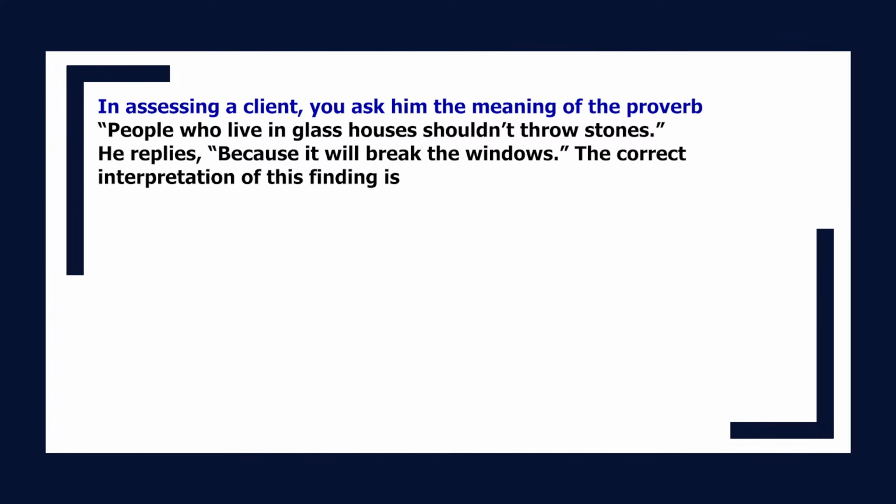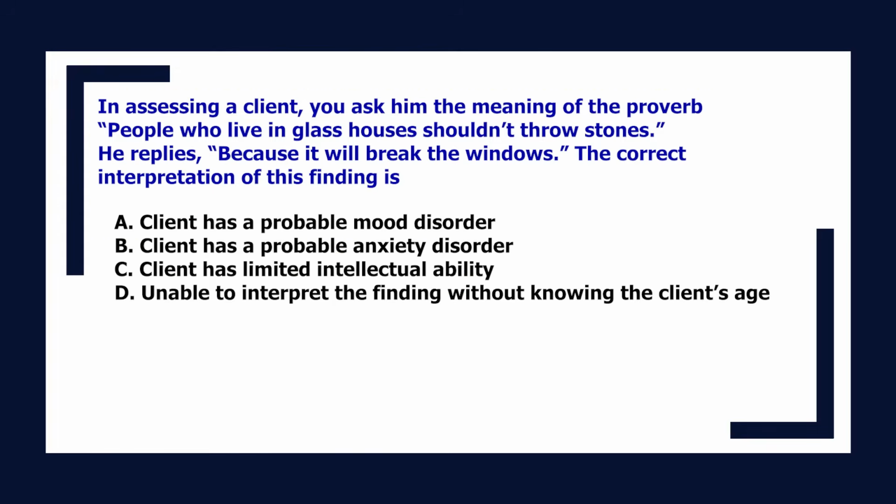In assessing a client, you ask him the meaning of the proverb "People who live in glass houses shouldn't throw stones." He replies, "Because it will break the windows." The correct interpretation of this finding is A. Client has a probable mood disorder. B. Client has a probable anxiety disorder. C. Client has limited intellectual ability. D. Unable to interpret the finding without knowing the client's age.